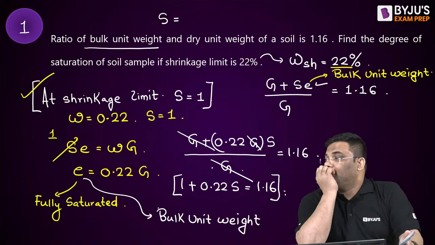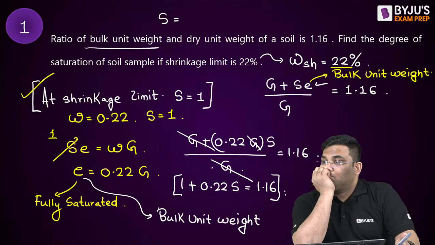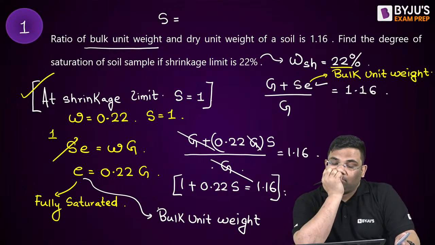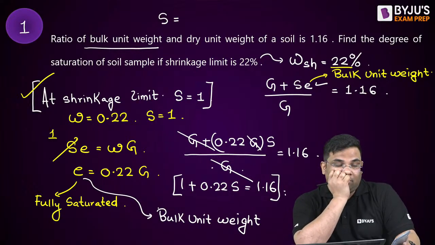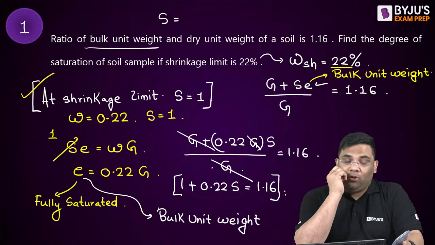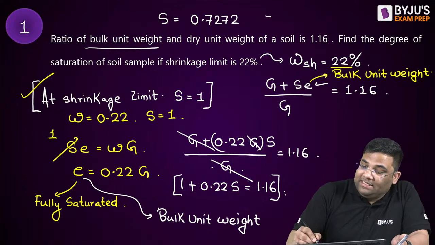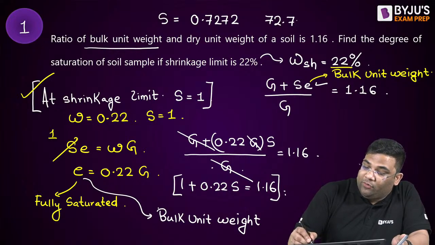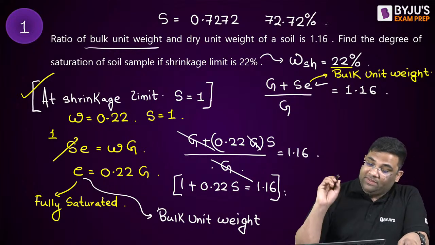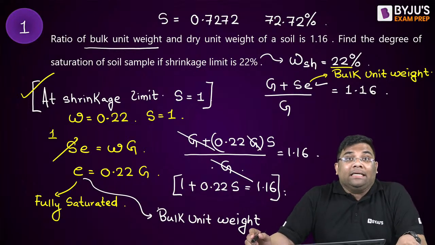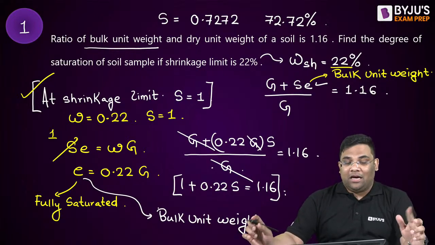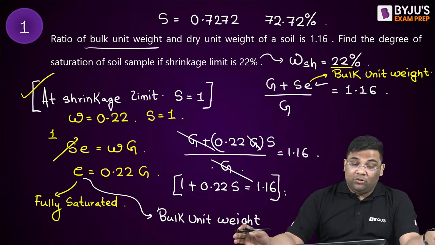So it is 0.7272. I can say it in percentage as 72.72%. Okay. You can see it is a very basic question, but you need to know the different relationships. Otherwise, you can't solve this question. Let us go to the next question.